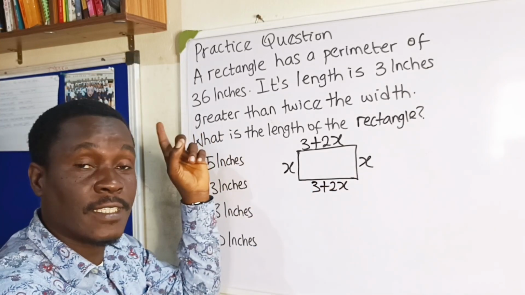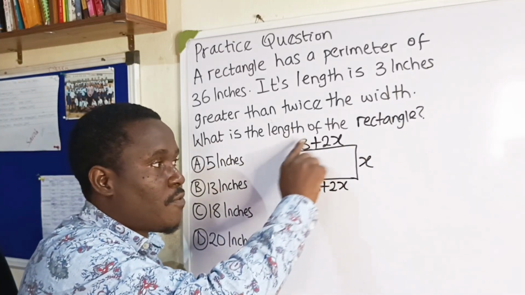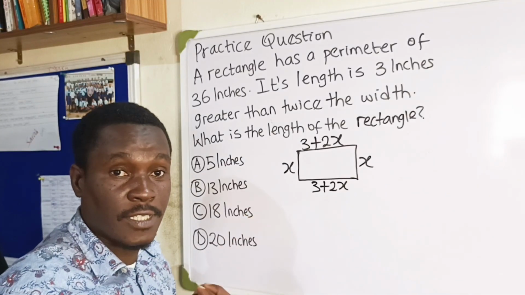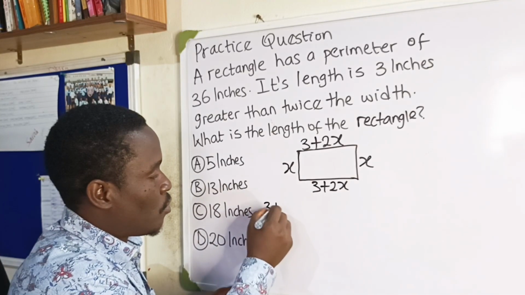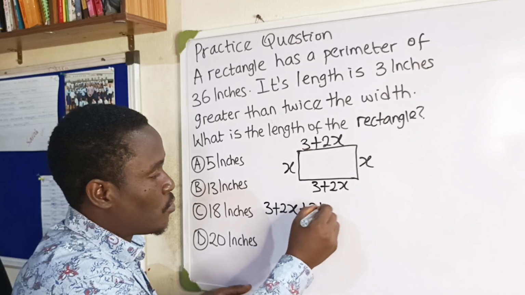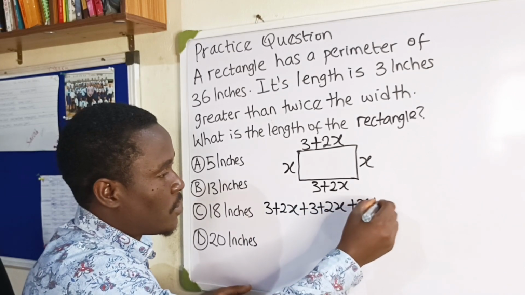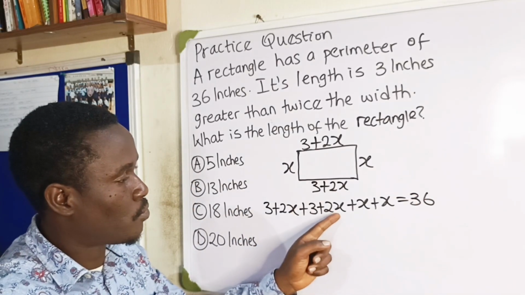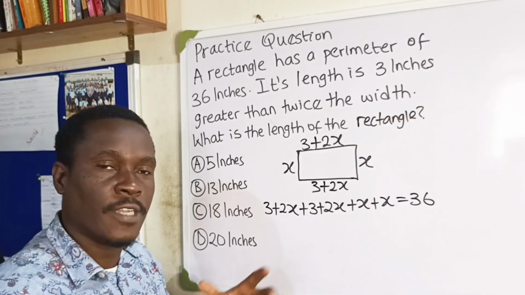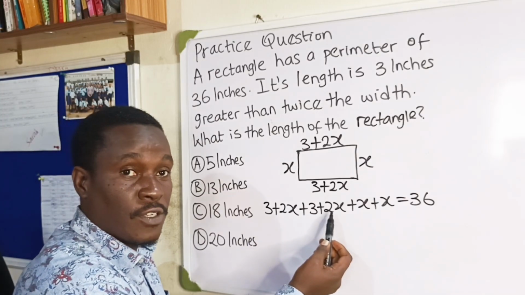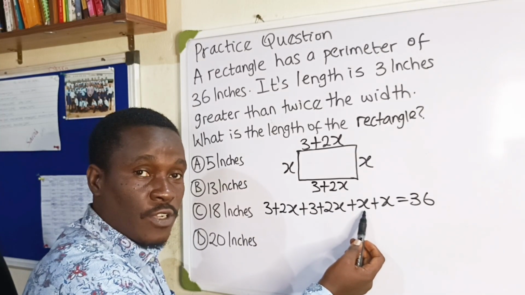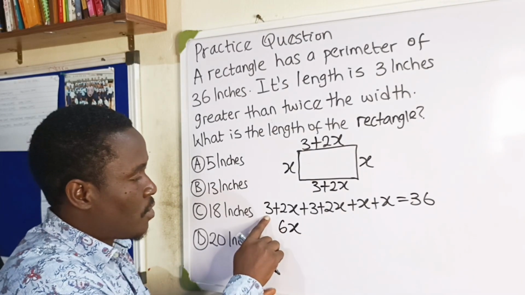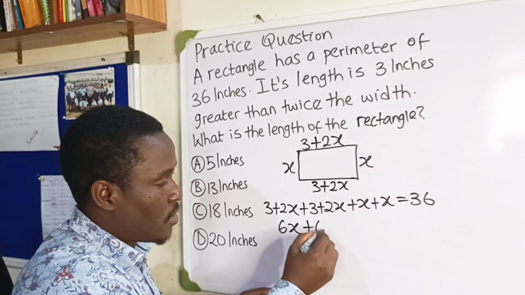But we know that the perimeter is 36 inches. So remember, perimeter is the sum of all the sides. So if we add all these together, we're expected to get 36 inches. So let's start. 3 plus 2x plus 3 plus 2x plus x plus x is equal to 36. So let's bring all the x together. 2x plus 2x is going to give us 4x, plus 1x is going to give us 5x, plus 1x is going to give us 6x. So we have 6x. 3 plus 3 is going to give us 6, plus 6 is equal to 36.